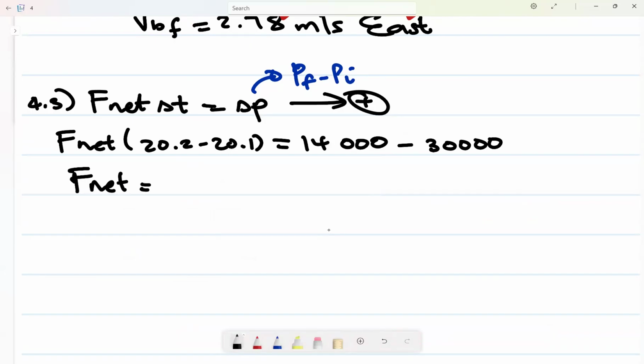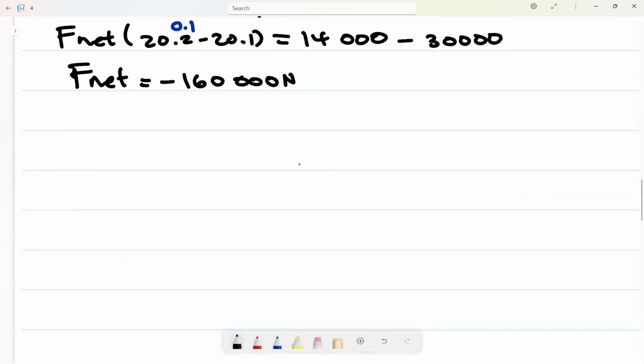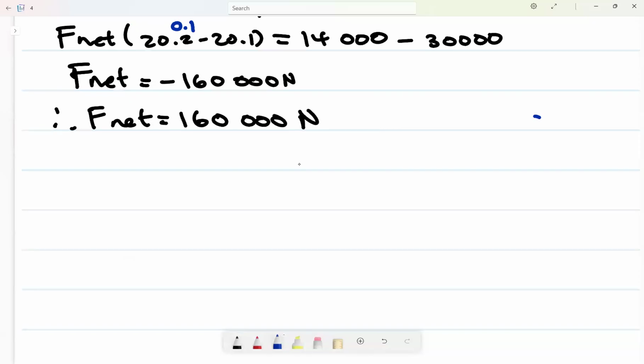F net is equal to, then I'm in a position of substituting and saying 14,000 minus 30,000 divided by 20.2 minus 20.1, which is the same as 0.1. Here you can say 0.1, it is also acceptable. You get an answer of how much? Negative 160,000 newtons. But now let's look at the question. The question asked us for what? For the magnitude. Therefore, F net is equal to 160,000 newtons. If they wanted the direction, you're going to say west.